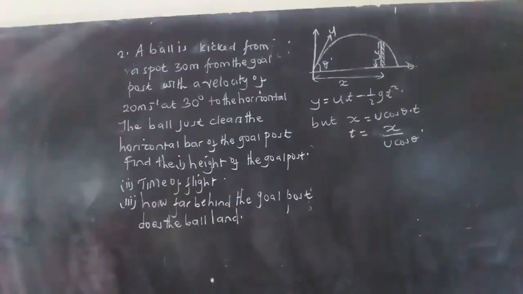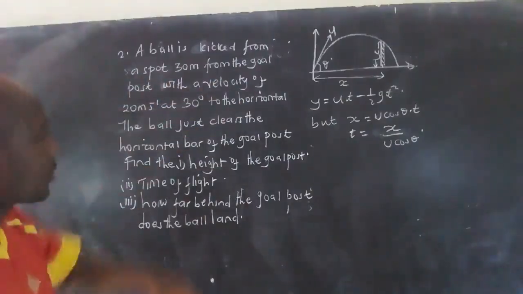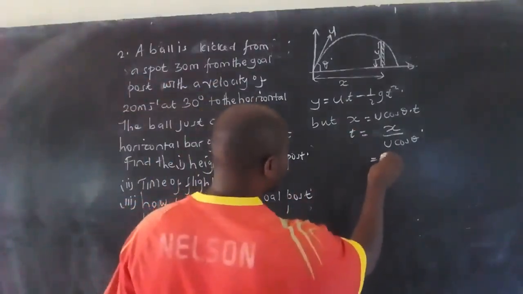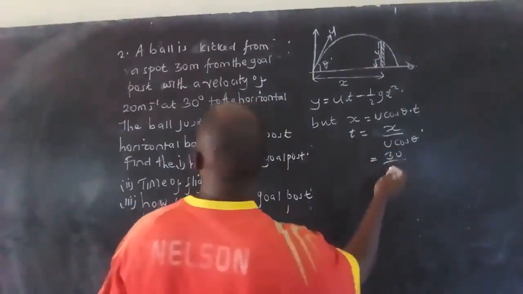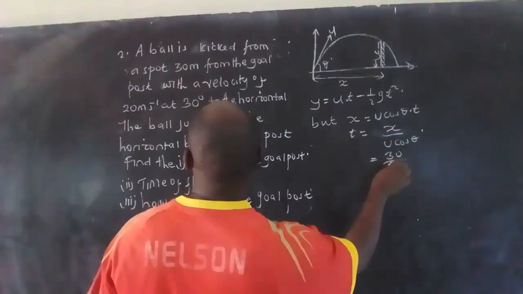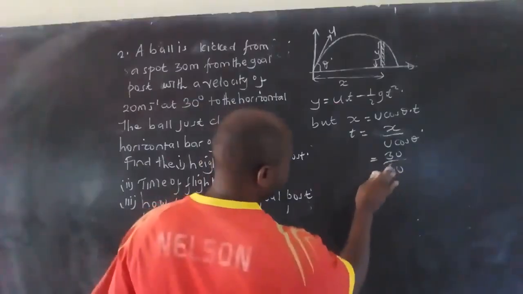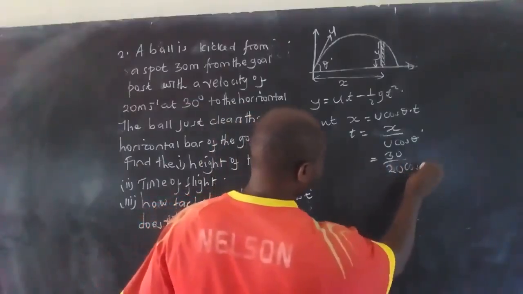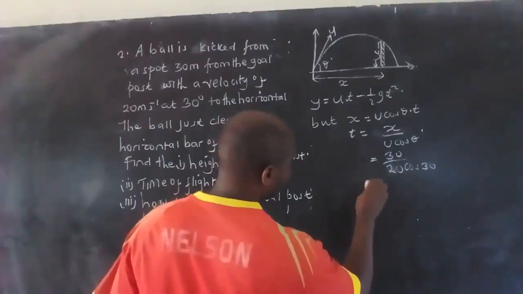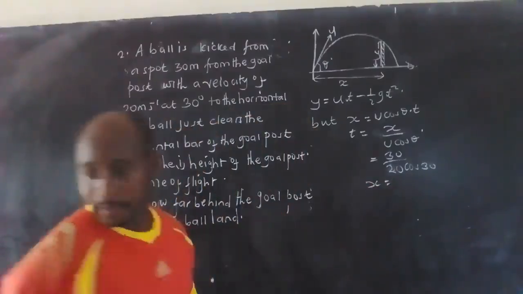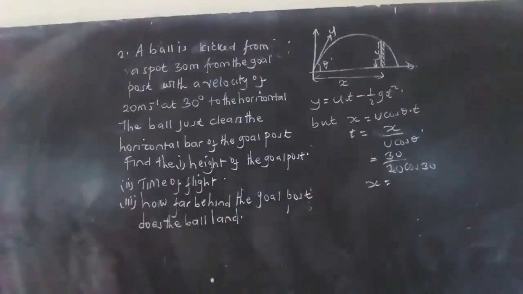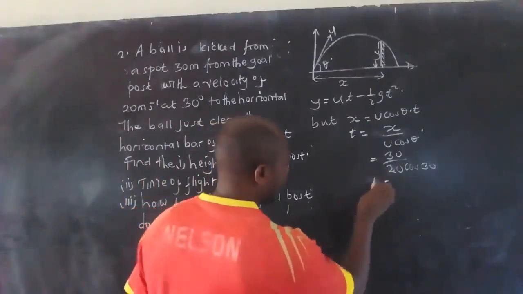So that means we don't have... there's a mistake here, there's a mistake in the question. Yes, okay, that 30 meters from the goalpost, so that is x. So we substitute: our x is 30, over our u, which is 20, times cos of 30. We're looking for time, and it is 1.732.